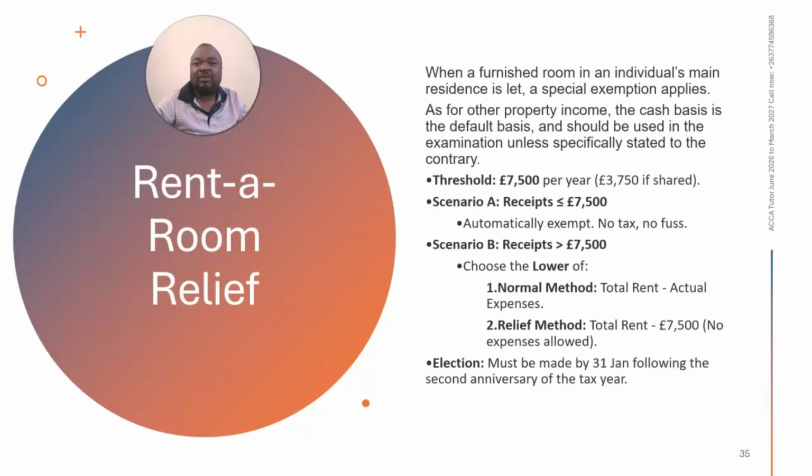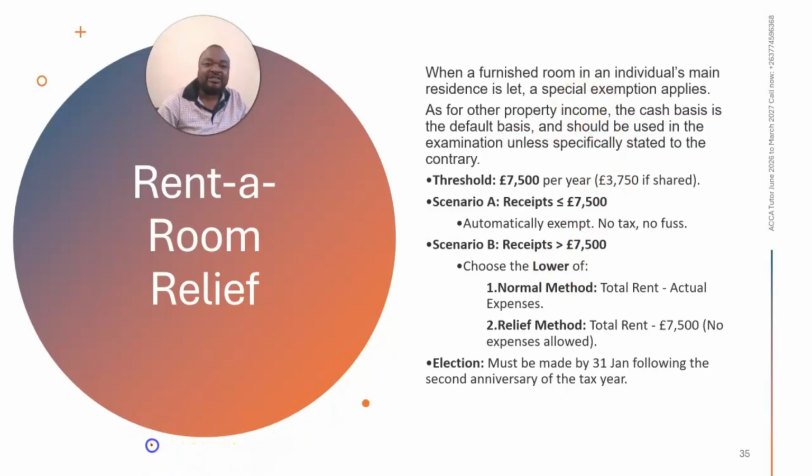When a furnished room in an individual's main residence is let, a special exemption applies. In the UK, they try to encourage their people to have some side hustle. So you can have a side hustle through letting one of your rooms to the public, to tenants. When you do so, you are entitled to a special exemption.